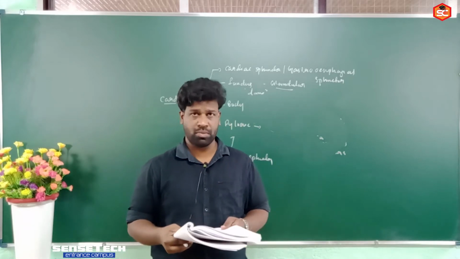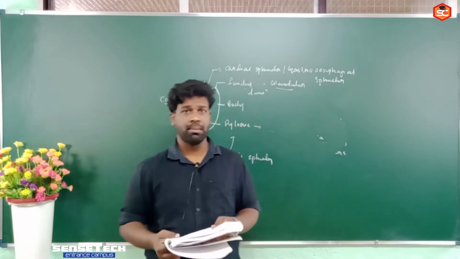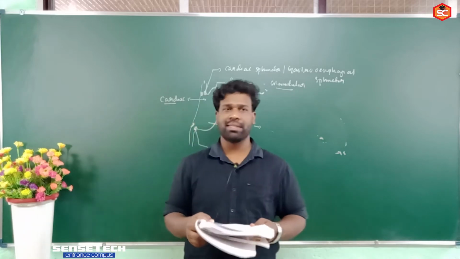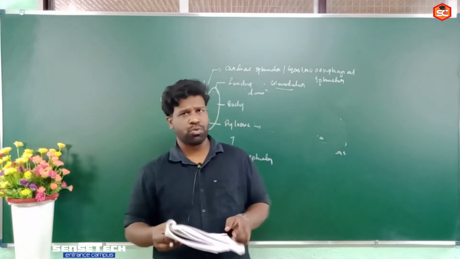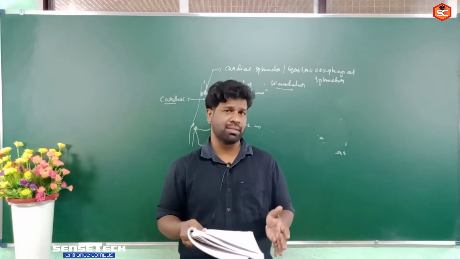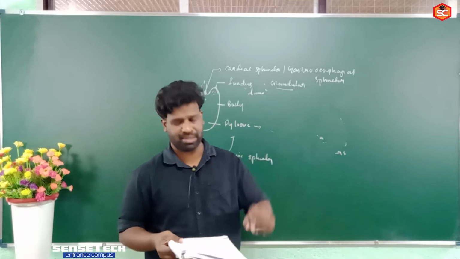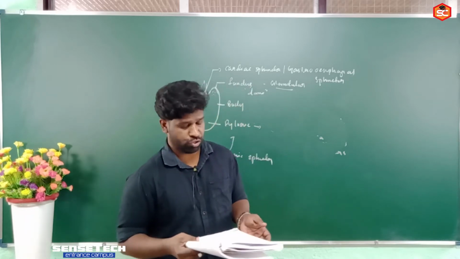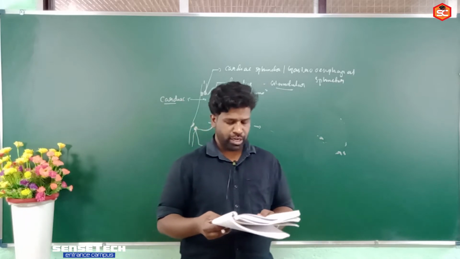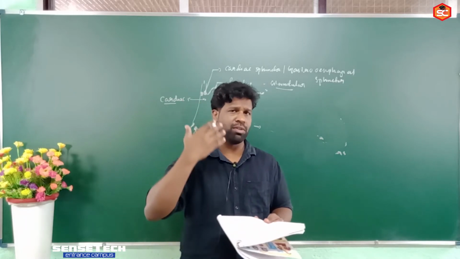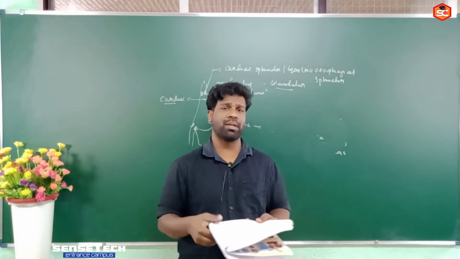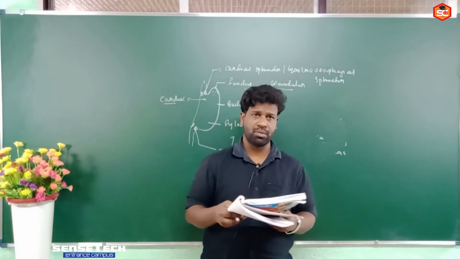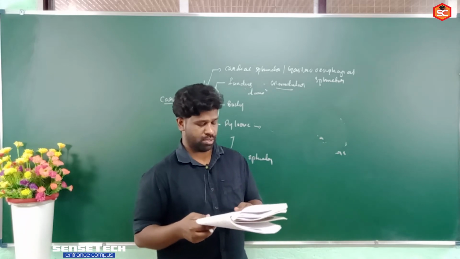The labeled regions: what is one? One is cardiac. Two is fundus. Three, body. Four, pyloric stomach. Five, the cardiac sphincter or gastroesophageal sphincter. Six is the pyloric sphincter. The region nearer to the heart is labeled as cardiac, so option one. The region commonly filled with air or gas is two, fundus. The entry of bolus into the stomach, bolus means the food from the oral cavity to the esophagus, then to the stomach, is regulated by which sphincter? It is the fifth one, the gastroesophageal sphincter or the cardiac sphincter. So the answer is option one.